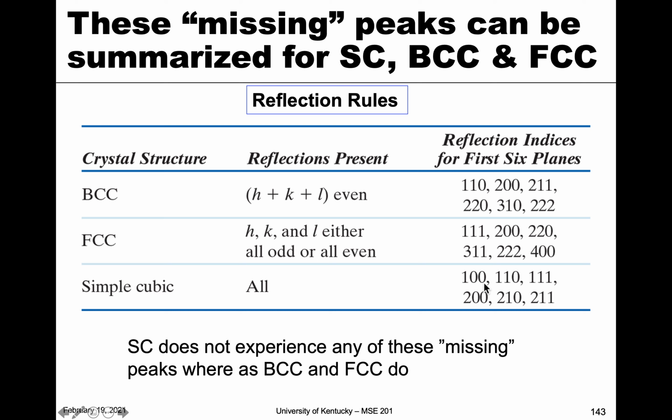So all these reflection rules of what's present talk about what is missing. So in BCC and FCC, there are different types of missing peaks based on the presence of that body-centered atom, or those face-centered atoms can actually cause missing or extinct peaks to occur.